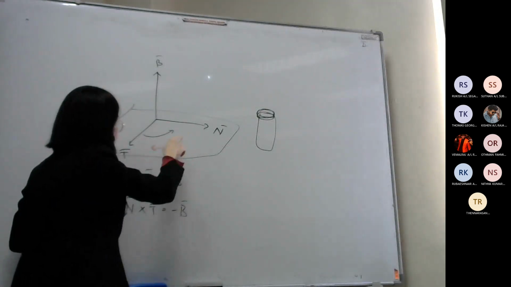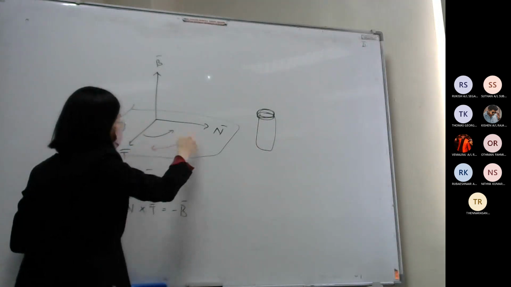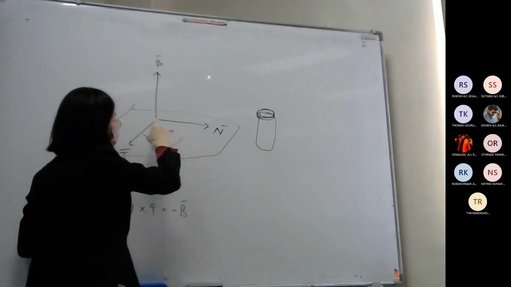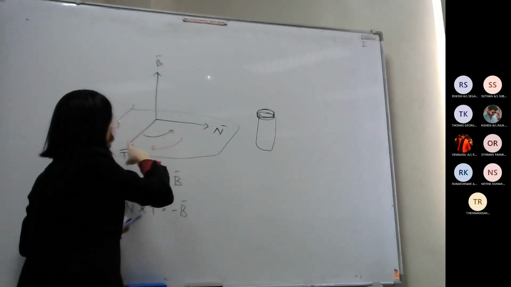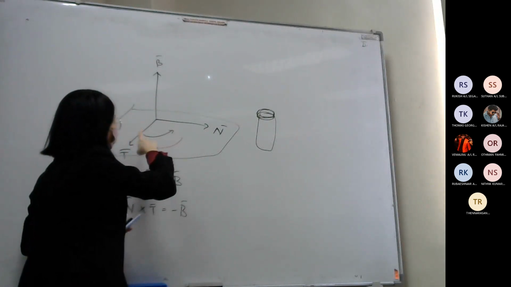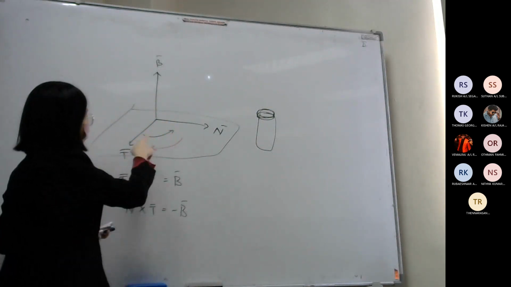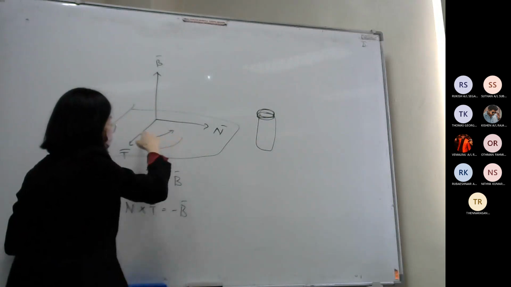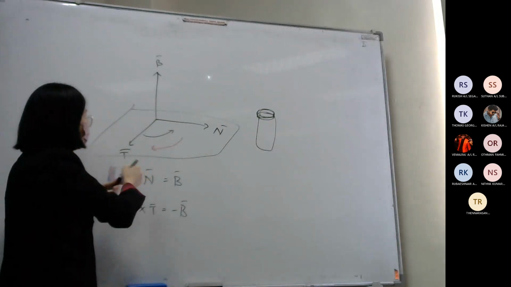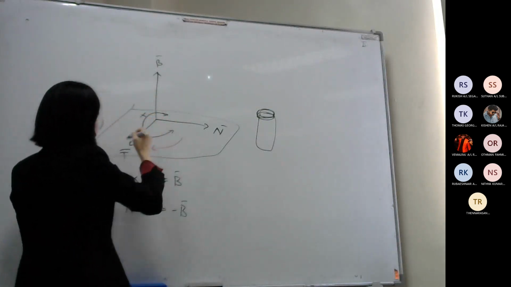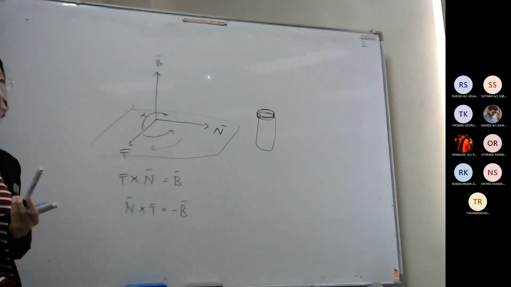So for N and T, because T goes to N, you go 90 degrees, not 270 degrees. It must follow the 90-degree direction. You don't use the other direction for T cross N. You use the 90-degree direction.